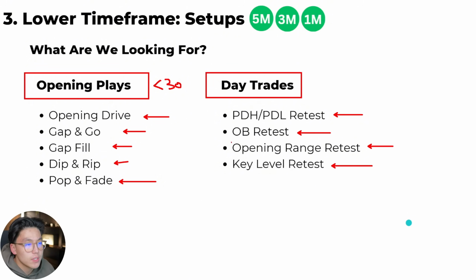We have a key level retest. So these are the main 4 retests that I personally use. There's about 10 to 15 different types of retests, but these are the main ones that I use on a daily basis. And if I'm looking at an opening play, these are the ones that I use, not on a daily basis because they don't always set up, but at least for the day trades, these are the ones that I use every single day.